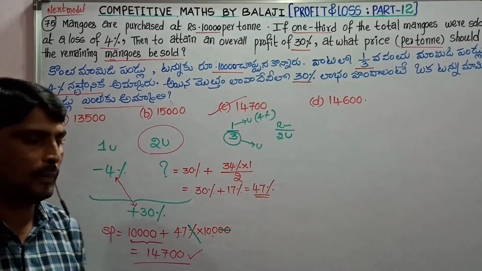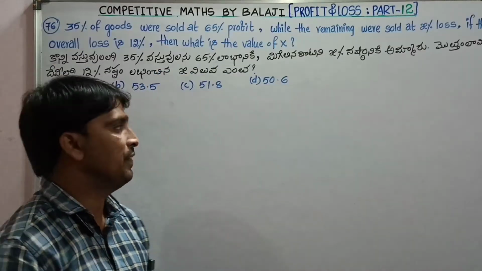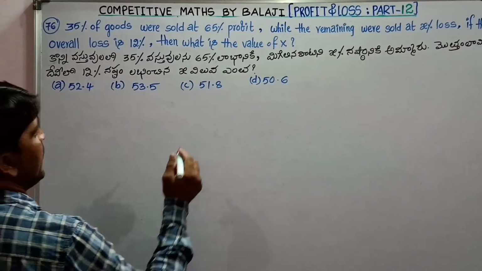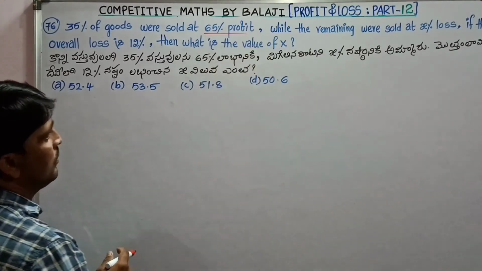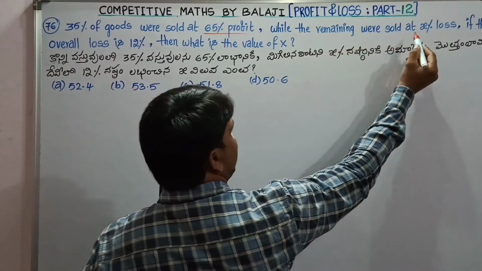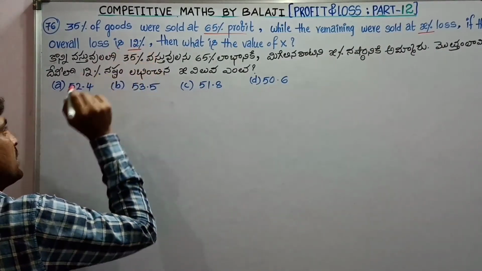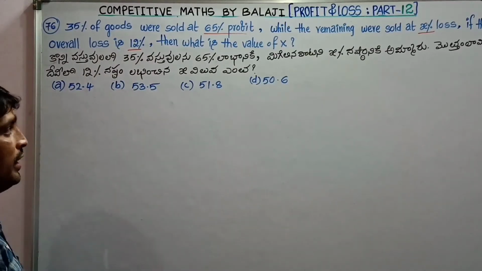So the answer is C. Next question, 76. 35% of goods were sold at 65% profit, while the remaining were sold at X% loss. If the overall loss is 12%, then what is the value of X?